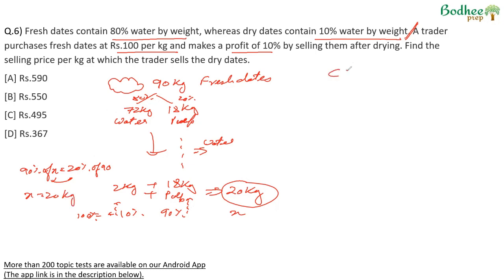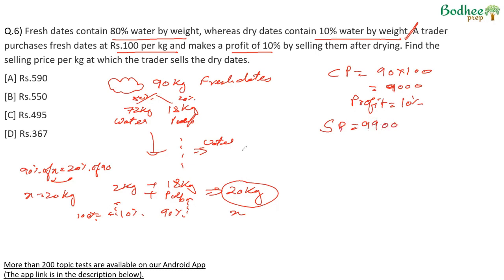Now, if we look at cost price, the shopkeeper bought the dates at 100 rupees per kg. So 90 into 100, which is 9,000, becomes the cost price. He has a profit of 10%. So the selling price has to be 10% of 9,000, which is 900, more. The selling price has to be 9900.